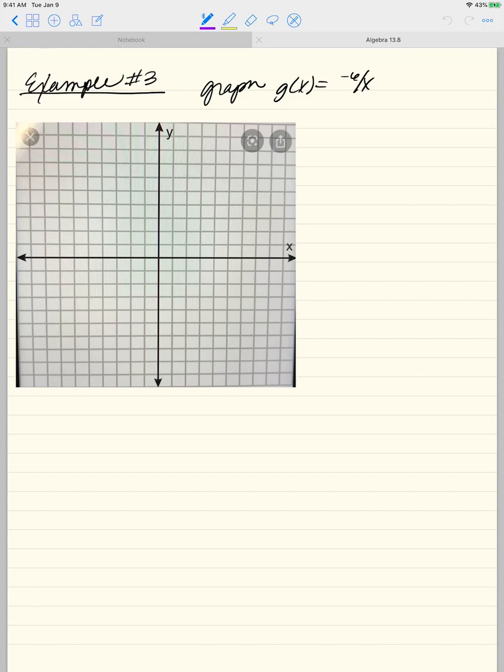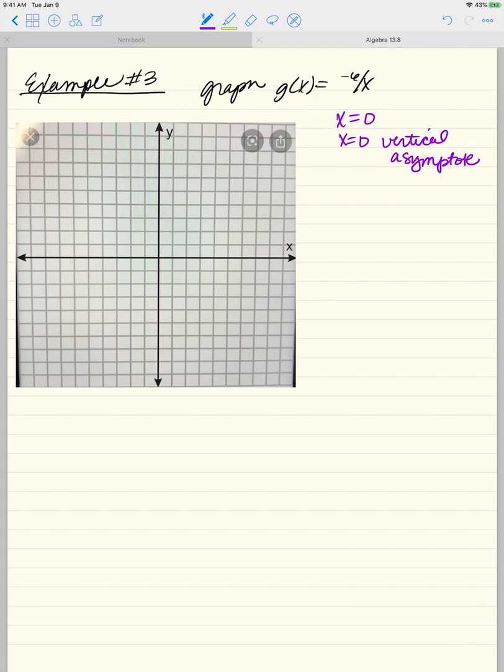Example number 3 says graph g of x is equal to negative 6 over x, all right? So when is this graph undefined? Our graph is undefined when x is equal to 0. So that means x is equal to 0 is our vertical asymptote for this graph, okay? We've determined the value for which the function is undefined. We have our vertical asymptote.